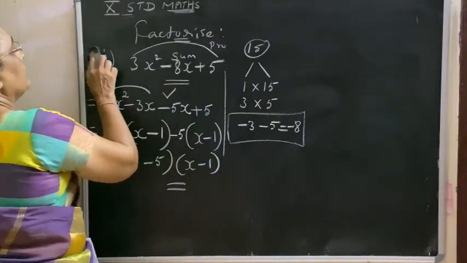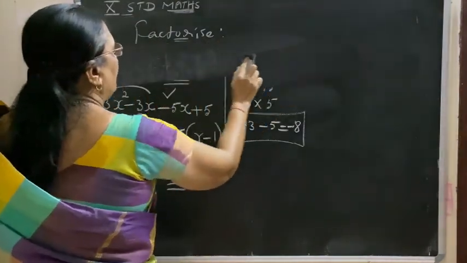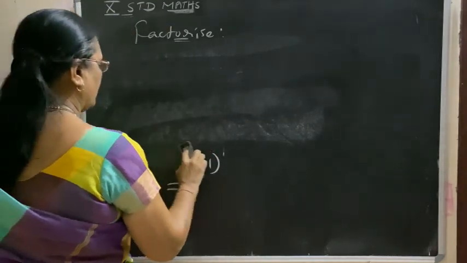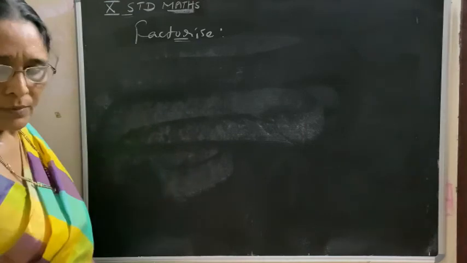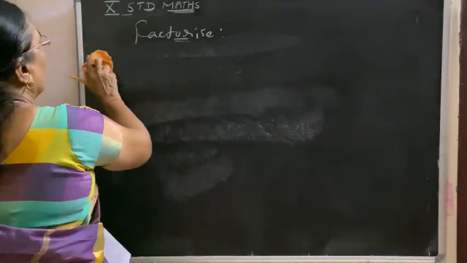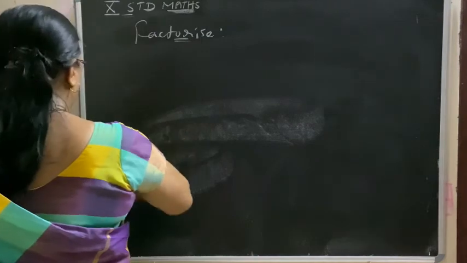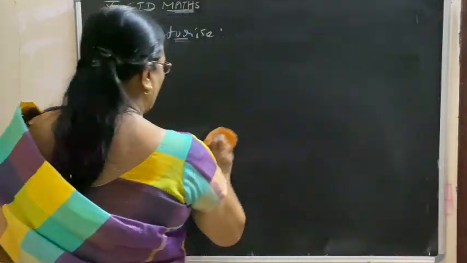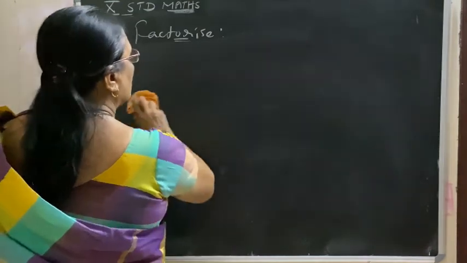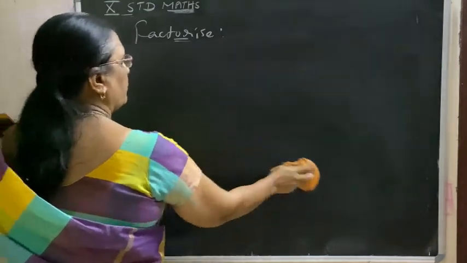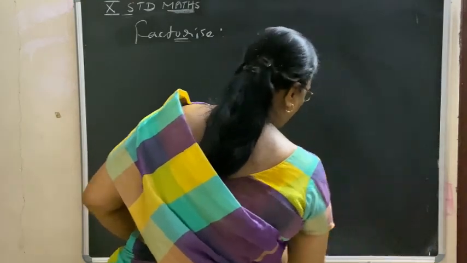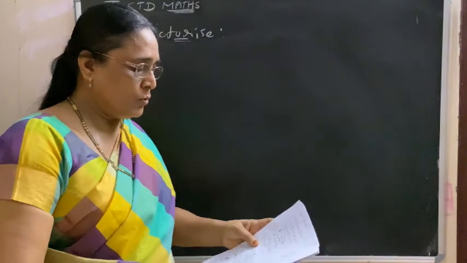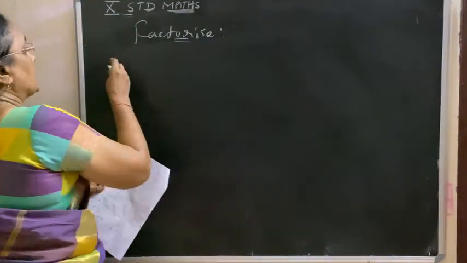Next we will do the 7th type. This factorization of a quadratic polynomial is very, very important, children. So all of you learn this, recall everything, do by yourself, and then start to do the problems based on this.